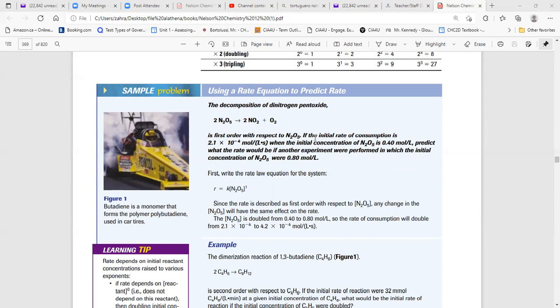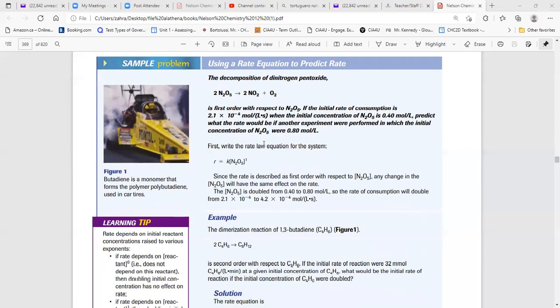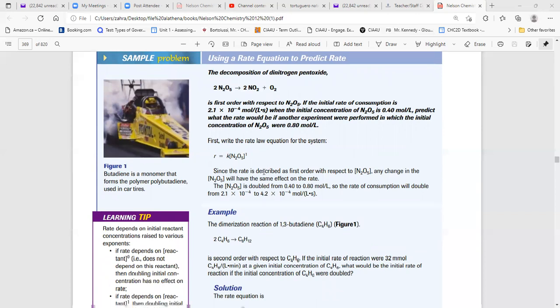If the initial rate is given to you, this R, when the initial concentration of N2O5 is 0.4, predict what the rate would be if another experiment were performed with an initial concentration of 0.8. Now, knowing the rate of reaction and the concentration of N2O5, we can find k. After we find k, then you can put the concentration of N2O5 as 0.8 to find the rate of reaction.